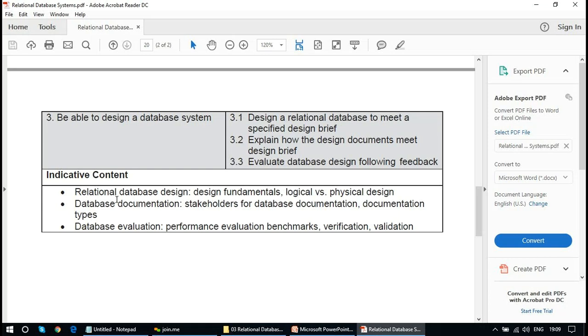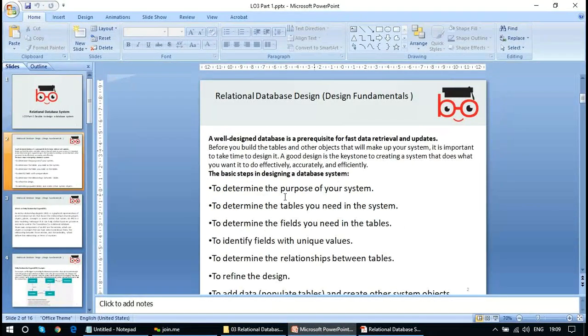So relational database design, based on the design fundamentals, logical versus physical design, and database documentation would be discussed, along with stakeholders for the database documentation and database evaluation like performance evaluation, benchmark, verification and validation. Let me go ahead one by one.